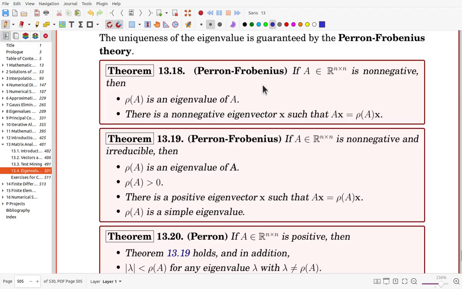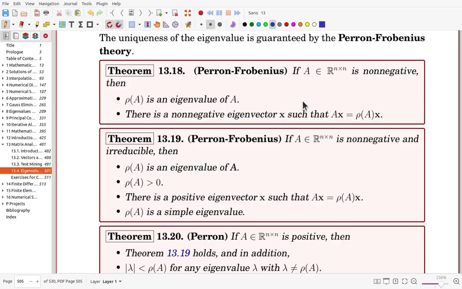We start with this simple theorem. A is non-negative, then the spectral radius, that is the largest eigenvalue of A in modulus, is an eigenvalue, which means that a non-negative real eigenvalue exists. And that eigenvalue is the largest eigenvalue of A in modulus, and there is a non-negative eigenvector x such that Ax is rho(A) x. That's the beginning theory. Once A is non-negative, then it's guaranteed.